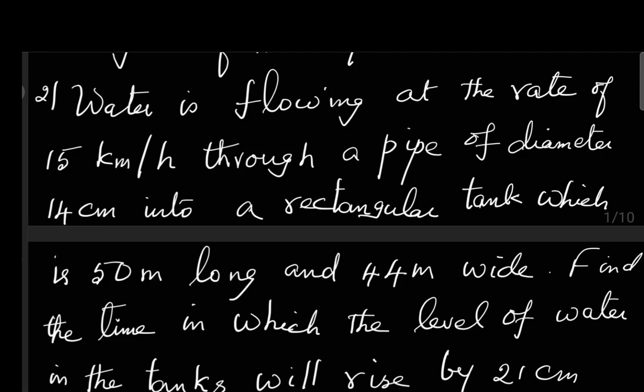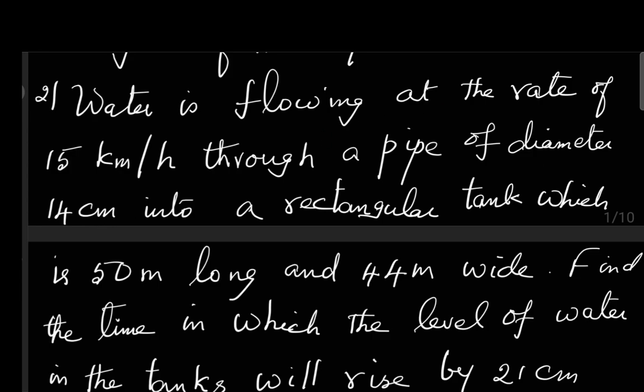Water is flowing at the rate of 15 km per hour through a pipe of diameter 14 centimeter into a rectangular tank which is 50 meter long and 44 meter wide. Find the time in which the level of water in the tank will rise by 21 centimeter. The pipe is cylindrical in shape, a cylinder of diameter 14 centimeter.